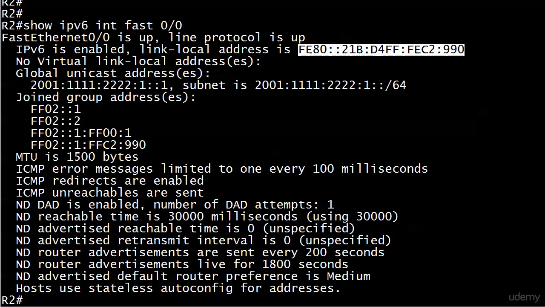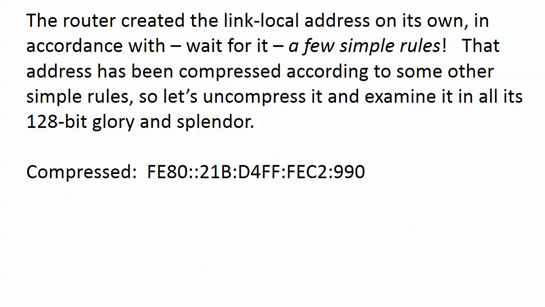But we also need to know how to uncompress an address, and we did a little of that, but let's do some more here. Here is the compressed address. What's it going to look like when you uncompress it? There are two steps to this, and it really doesn't matter which order you do them in because you're going to get the same answer, and it will be the right one.